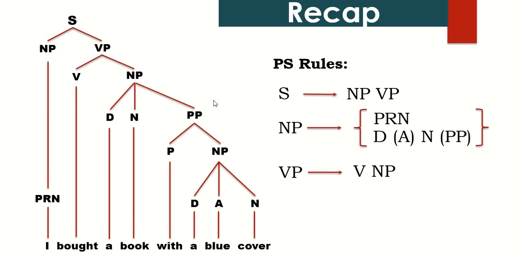Now moving to the VP rule, it's very simple, V and NP. You just write what you have in the sentence. Moving to the PP, same thing, what do we have here? P and NP. And you write it down. Now we're finished with the PS rules. We'll move to bracketing.